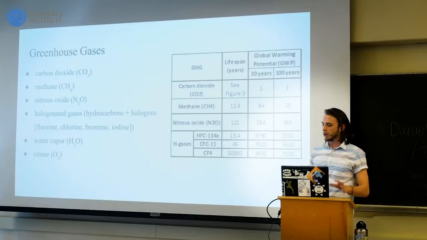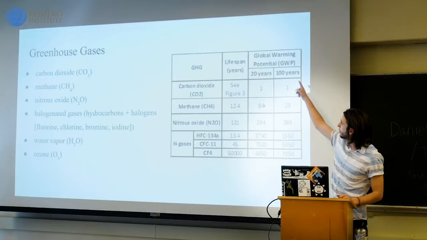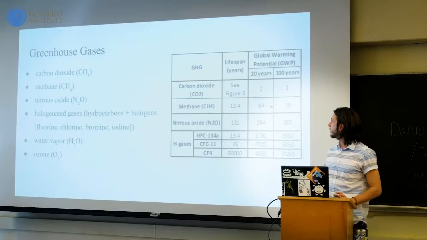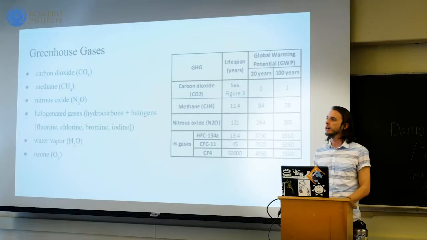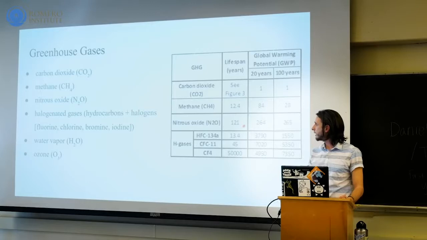Anyway, so methane over 20 years has a global warming potential, GWP, of about 84 times greater than carbon dioxide. But over 100 years, that drops to about 28 times greater than carbon dioxide. And that's because methane only has a lifespan in the atmosphere of about 12.4 years. Otherwise, it gets decayed by ozone and radiation into carbon dioxide and water. So methane will decay into actually another greenhouse gas, so it's not zero when it drops down. Nitrous oxide has a fairly long lifespan and about 264 times more global warming potential than carbon dioxide.